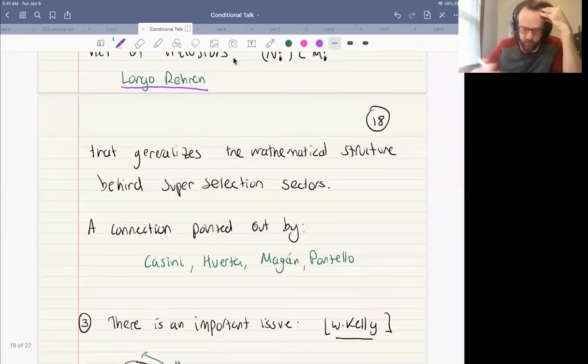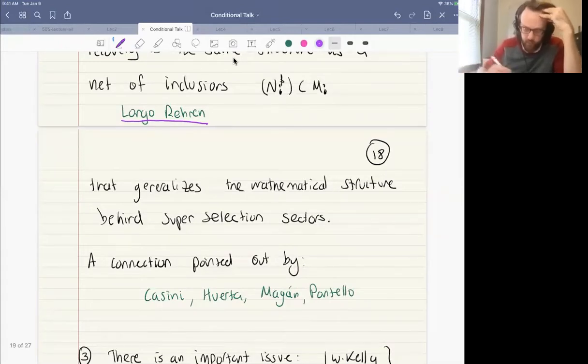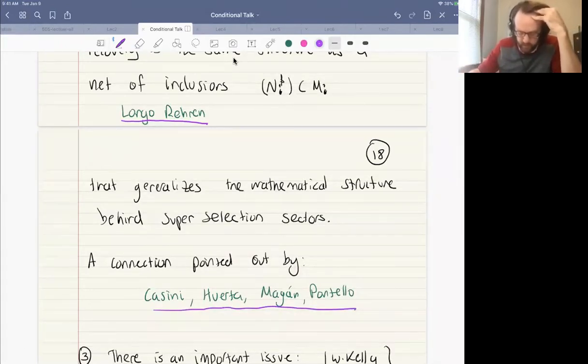And so this strengthens, I think, a connection pointed out by this paper that I mentioned earlier, where they speculated about the connection between this superselection sector structure and AdS/CFT.